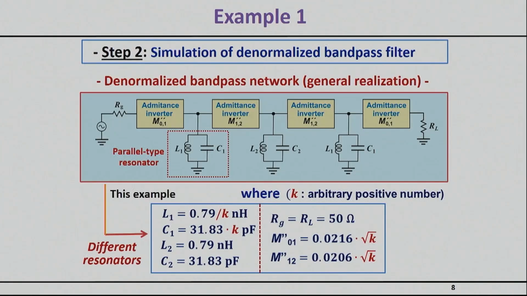Now, before I do that, let me show you a couple of things. First of all, I want to remind you that the values of these elements are totally arbitrary. So if you come up with a calculation we just did, and let's say you're not happy with the 0.79 nanohenry, you can immediately scale it with any number you like, as long as you scale both L and C. And the only thing you have to do now is basically scale these inverter values.